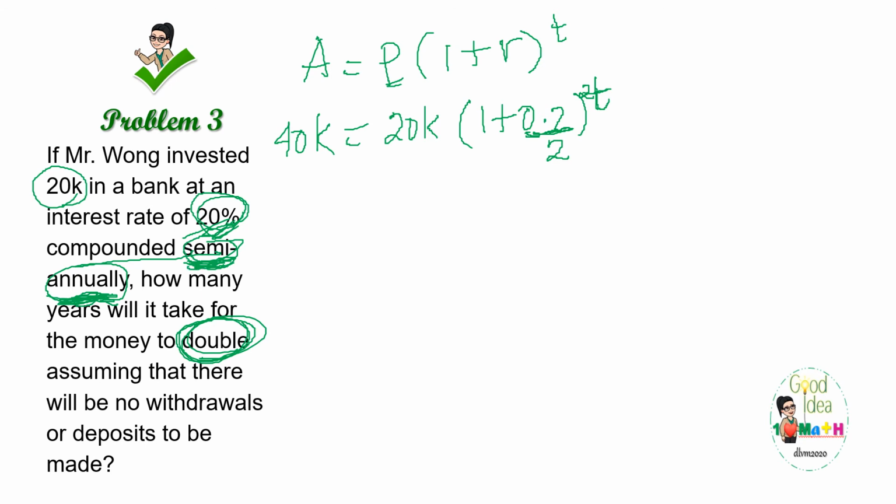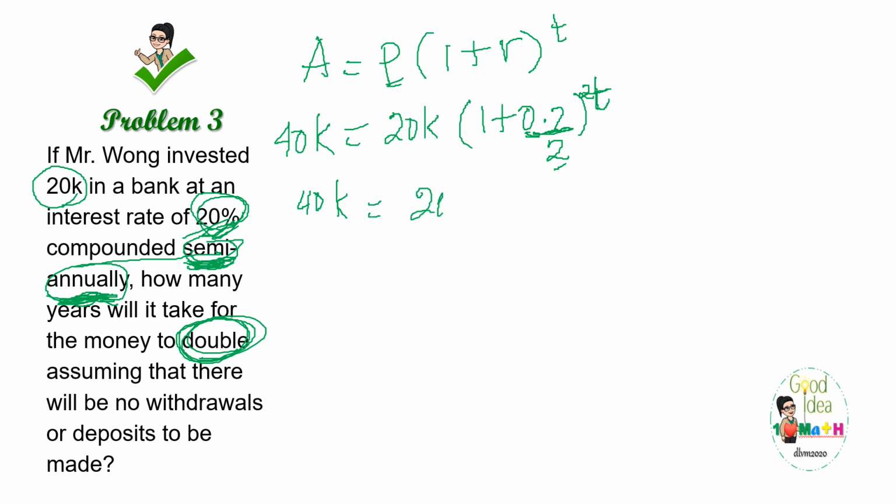Now, take note, if the semi-annually is quarterly, this will become 4. Your 2 here will become 4. So again, if it is annually, do not divide R because it's like dividing by 1, so once a year. If it is semi-annually, you have to divide by 2. And if it is quarterly, you have to divide by 4. Don't forget that. Now, let's continue this.